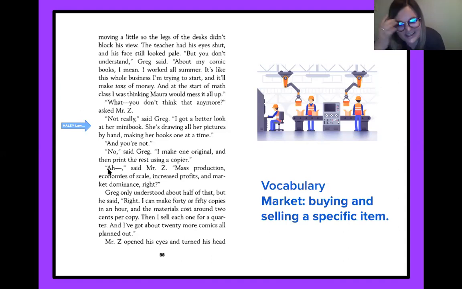economies of scale, increased profits, and market dominance, right?" So market is the buying and selling of a specific item. So dominance would be he's dominating selling them, like he's the only one doing it.